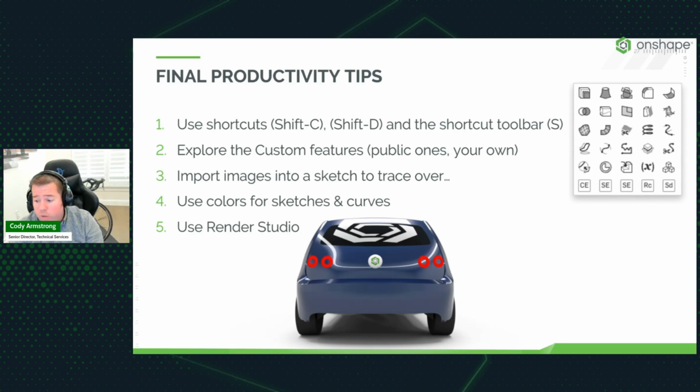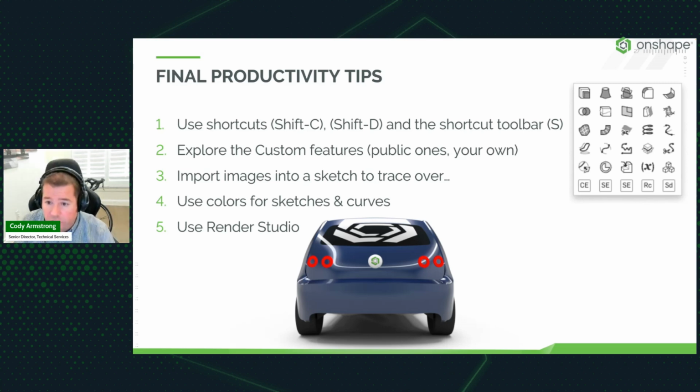I showed you this earlier, but use colors for sketches and curves. Delineate using colors. You could delineate for sketches and curves. You could delineate based on features. You could delineate it based on a whole bunch of things, but it's an organization technique because as you start to build more and more complex surfaces, the wireframe becomes more and more complicated. And as the wireframe gets more complicated, if they're all the same color, it can be really difficult to understand what's what. So using colors as an organizational tool is a huge tip to have.